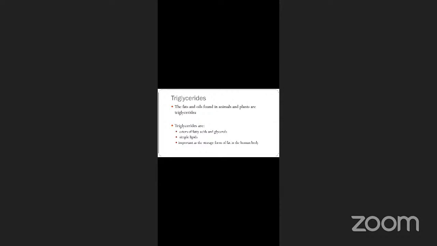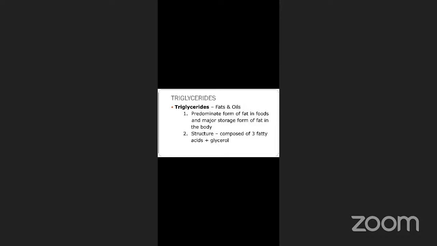Okay. So how they are linked? By ester bonds. They are simple lipids, an important storage form of fat in the body. So simple lipids means only a single type of structure you can see, not much complex. Okay. So they come under fats and oils category only, and they are predominant form of fat in foods also, as well as storage form.